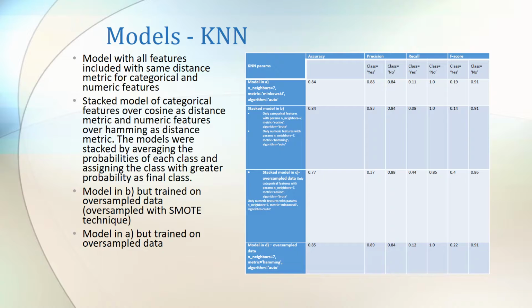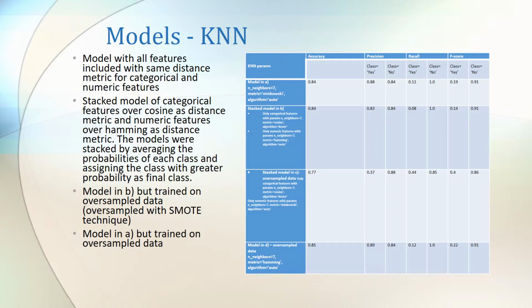metrics, one for each of them, and then we stacked those two models by averaging the probabilities across each class and assigning the class with greater probability as the final class. Both of these models were repeated on the oversampled data. On the right, as you can see, are the same metrics as we used in Random Forest, now for KNN.